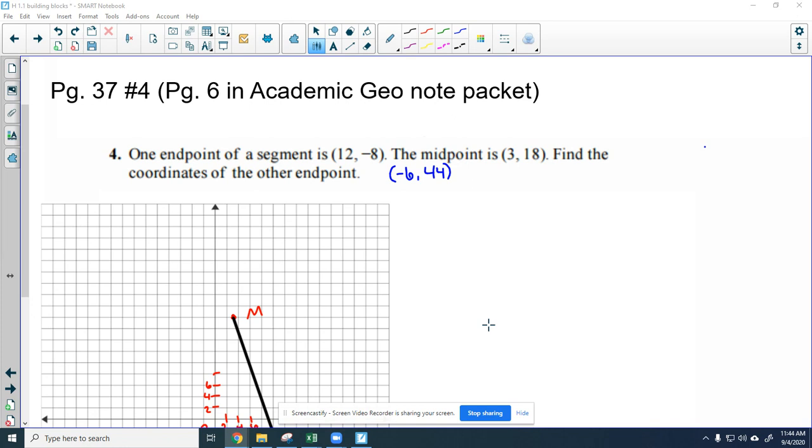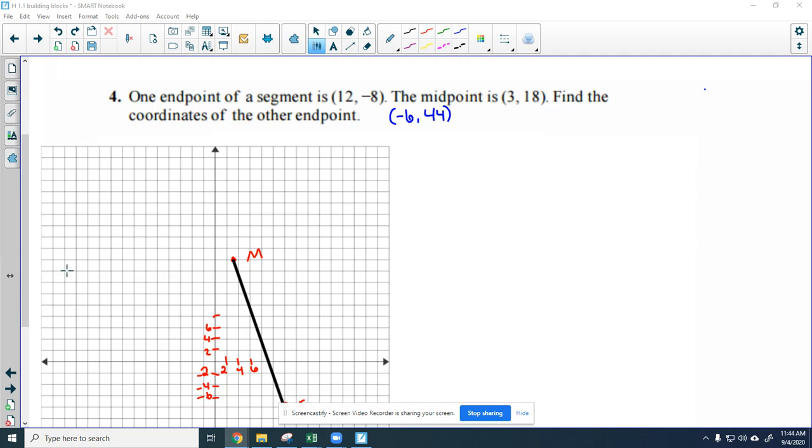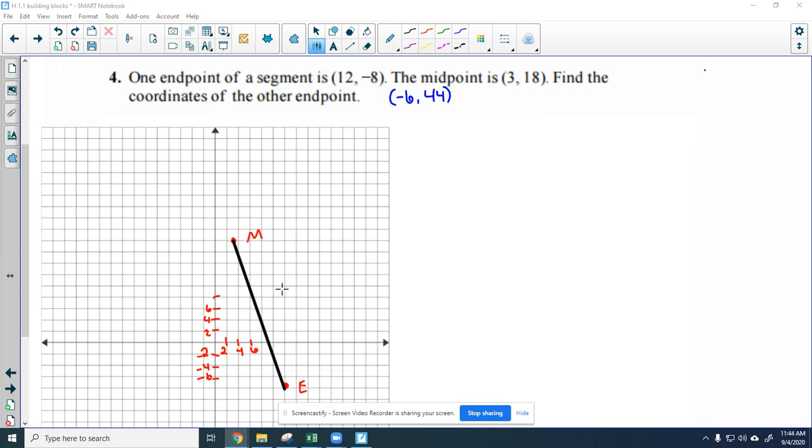If you either feel okay about that one or you prefer to see the algebraic one, feel free to fast forward this video until you get to that point. Okay, so I have so far plotted one of these endpoints at (12, -8). And just a note, I made my scale by 2 because, as you can see, this answer is going to fall off the grid a little bit. But that's what I did there. So the midpoint then I put at (3, 18), and I just labeled them E for endpoint, M for midpoint.